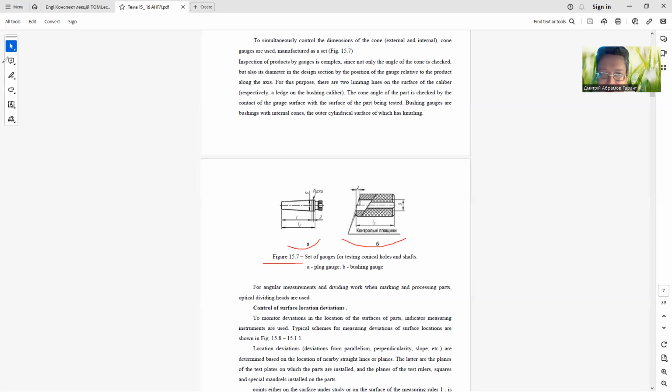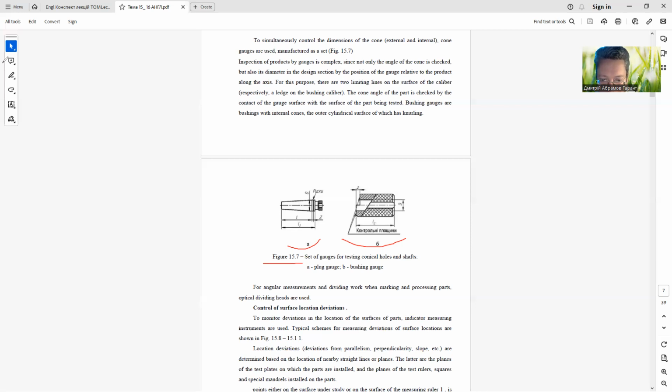Bushing gauges are bushings with internal cones, the outer cylindrical surface of which has knurling. For angular measurements and dividing work when marking and processing parts, optical dividing heads are used.